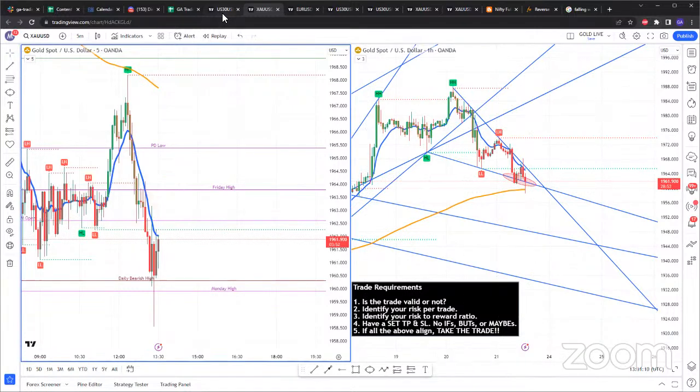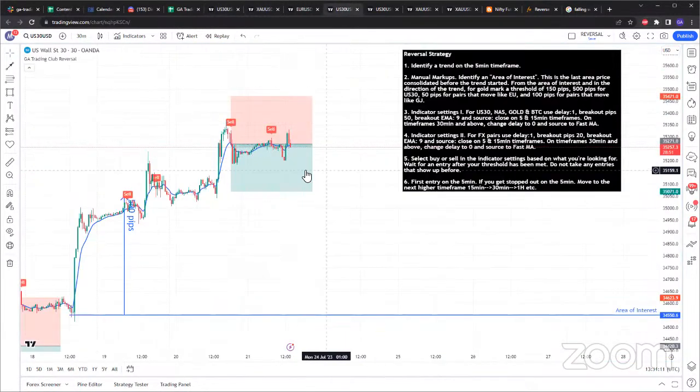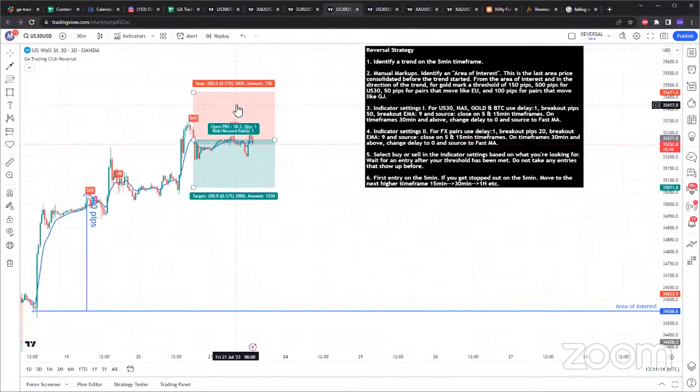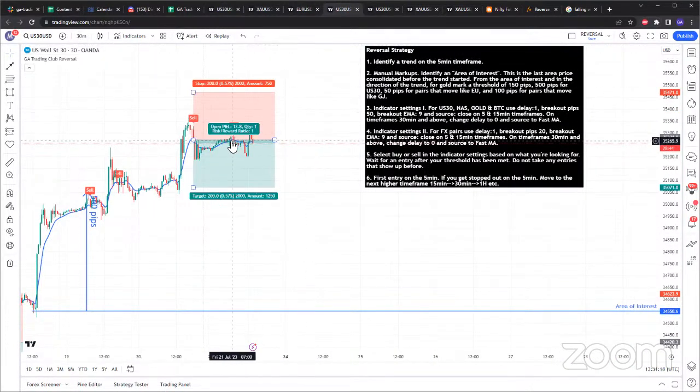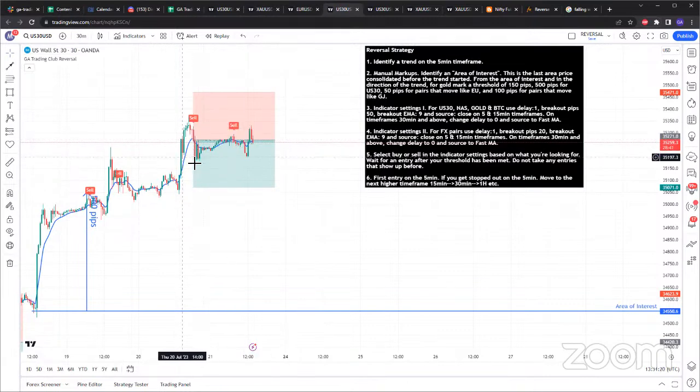Yeah, I'm in US 30. This is the sell I'm in, based off of the 30-minute reversal. I entered yesterday right here.